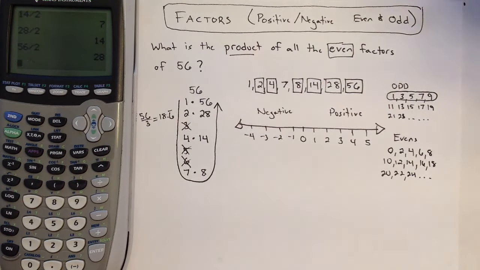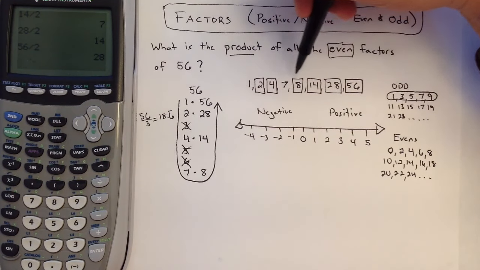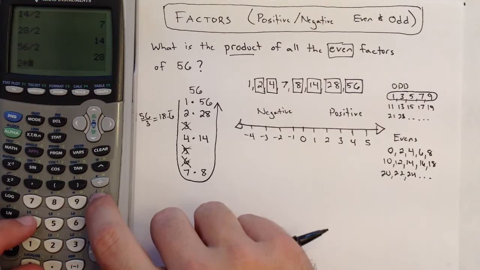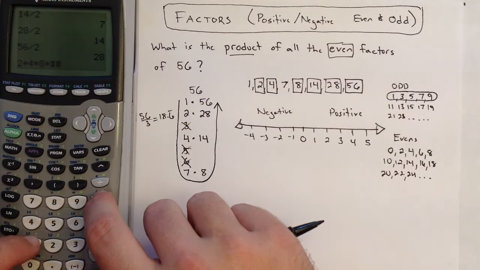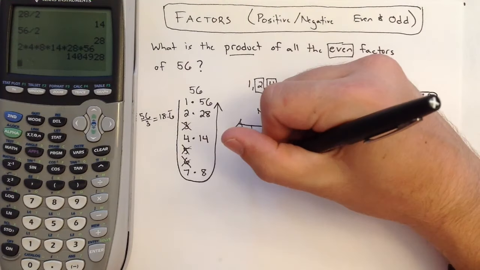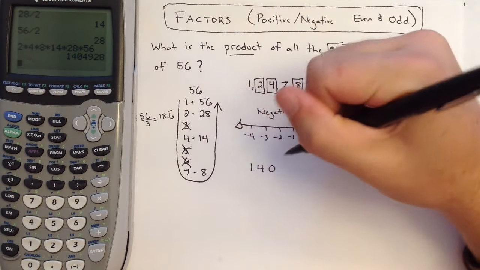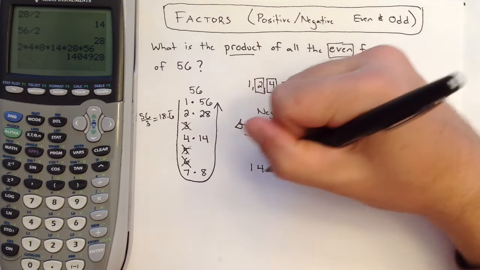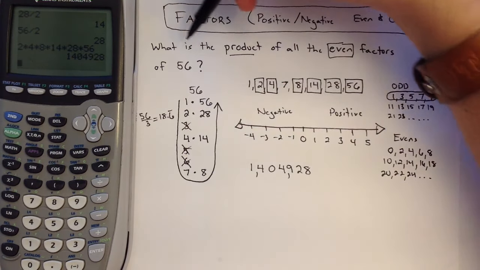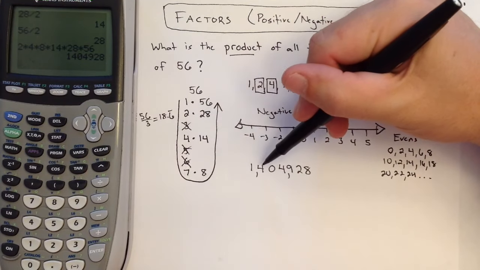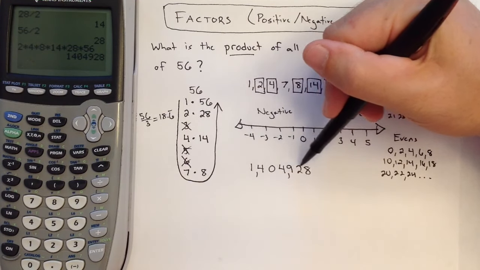To find the product of all the even factors, I simply take 2, 4, 8, 14, 28, 56 and multiply them all together, because the product is the multiplication of all the factors. When I multiply them all in my calculator, I get this number, 1404928. As soon as I put in the commas, we can tell that the answer, what is the product of all the even factors of 56, is 1,404,928.